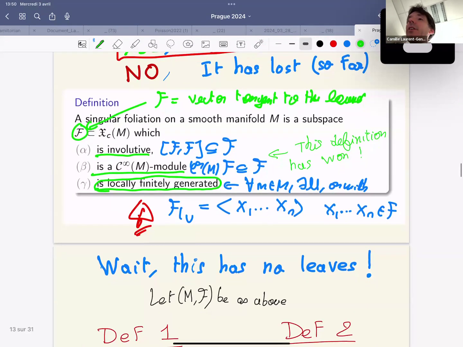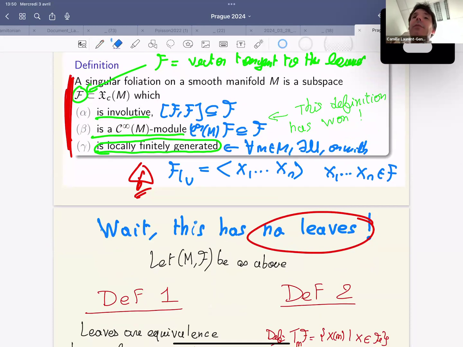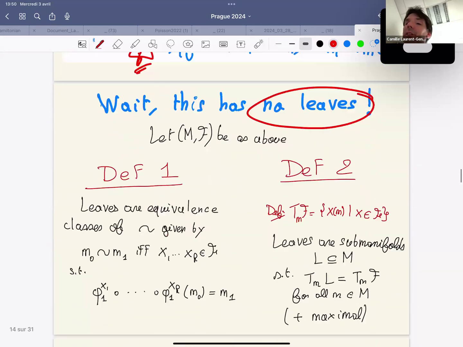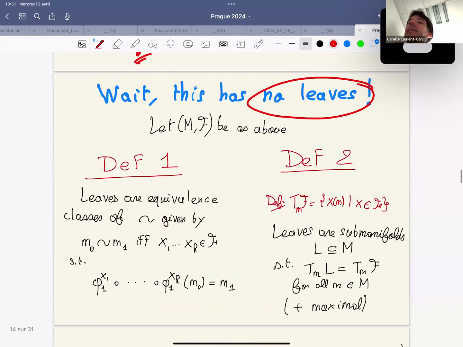But what is very annoying with this definition, when you see it first, I mean, it's really extremely confusing, is that in this guy, there are no leaves, okay? When we define singular foliation, you expect to have leaves. And defined this way, it's some subspace of compactly supported vector fields. There is no definition of leaves. But it's a theorem, an old theorem, that singular foliations admit leaves. But let me explain to you what leaves are. Well, take M, F as above.